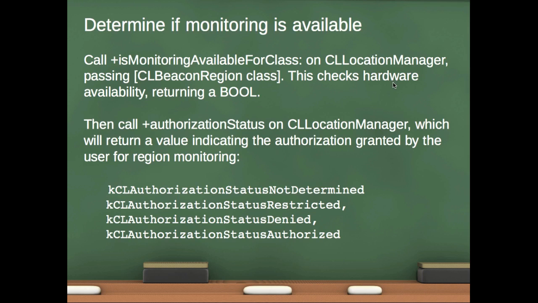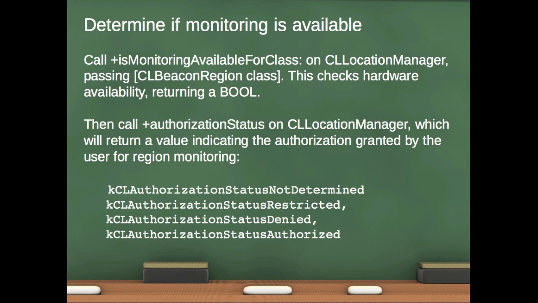So the first step in detecting these beacons within our apps is to determine if monitoring is available. Now there are two pieces to this. There is the hardware piece and the user piece. The hardware piece just determines if we can monitor for region information. The software piece, the user piece, determines whether or not the user has allowed us to monitor these region changes. So we detect the hardware piece by calling the class method isMonitoringAvailableForClass, and we pass it the CLBeaconRegion class. This checks the hardware availability, and it'll return a bool.